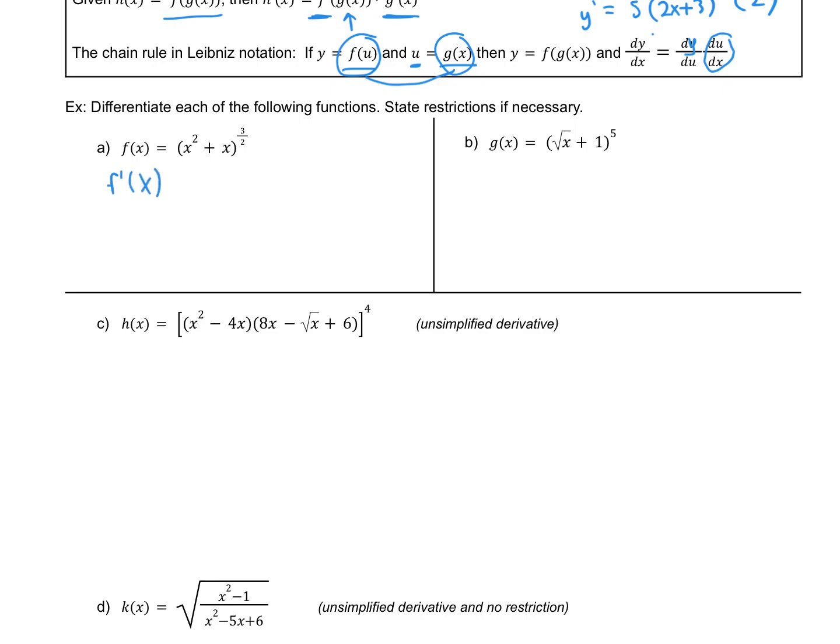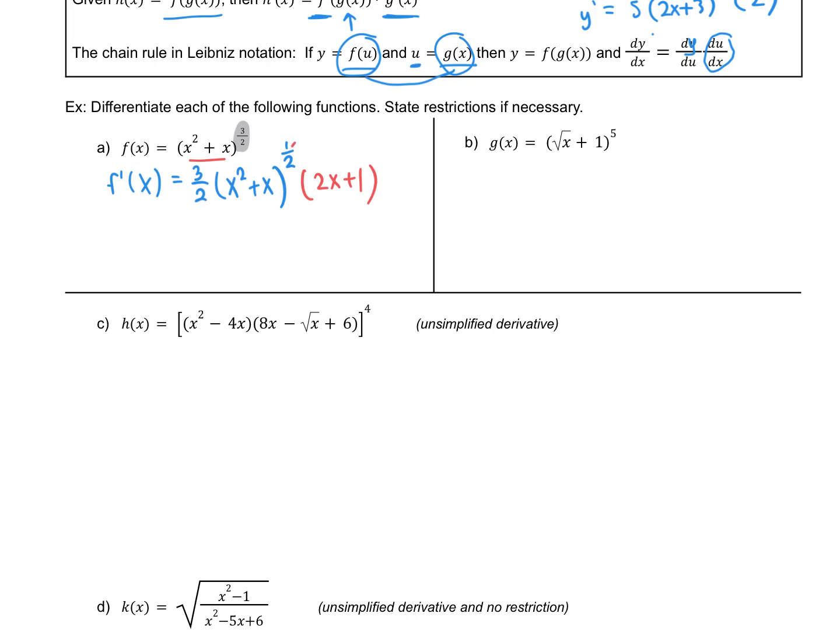So my outside function is something to the power of 3 over 2. So we're going to deal with that first. Bring the 3 over 2 down, copy paste the inside function, subtract 1 from the exponent, you have a half. Now we're going to take the derivative of the inside, which is 2x plus 1. There it is. Derivative of the outside, then derivative of the inside. If I wanted to clean this up a little bit, I would really just replace the 1/2 with a square root, so this is kind of it.